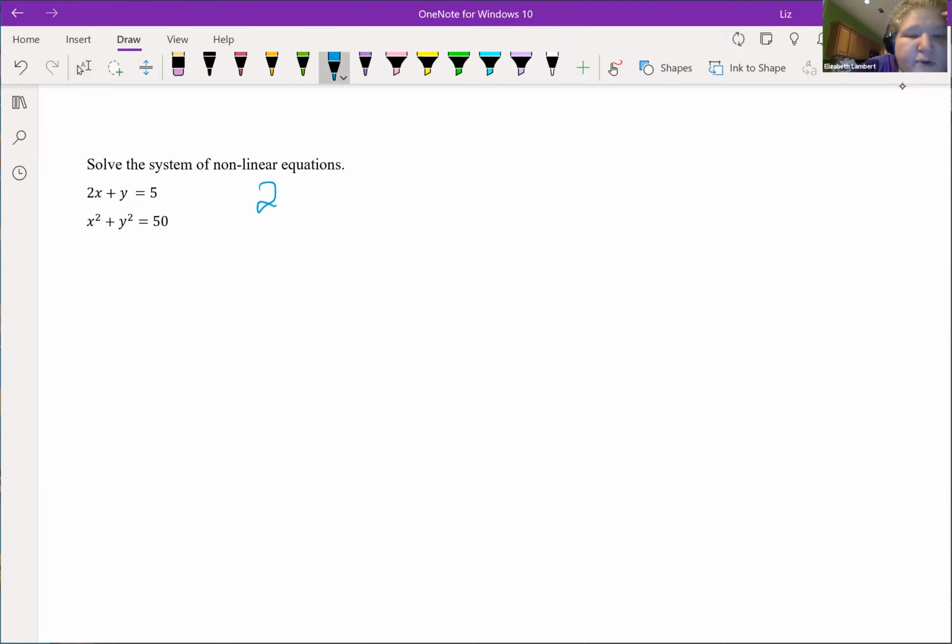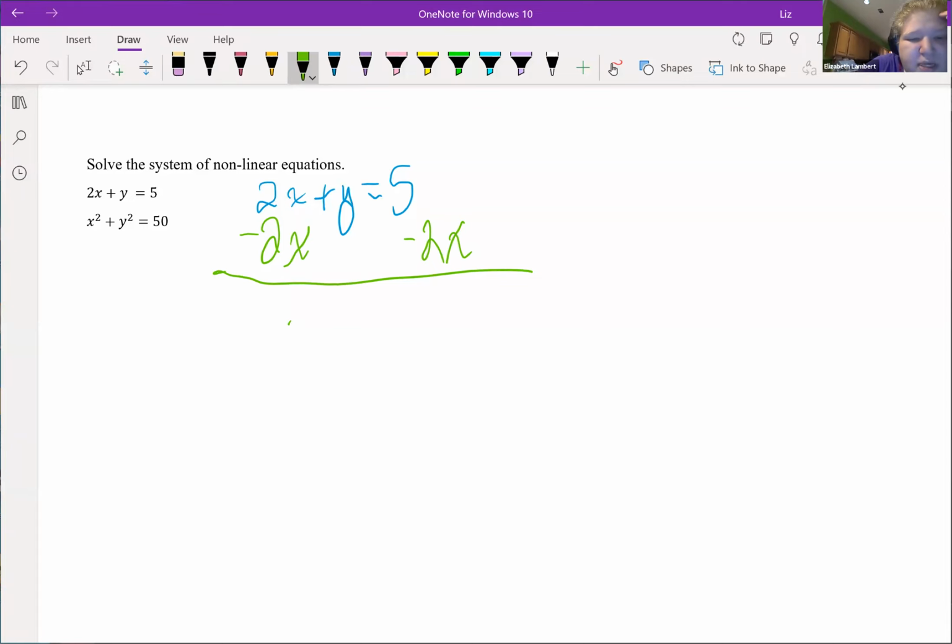So we have 2x plus y equals 5. I'm just going to subtract 2x from both sides of the equation. Now you could write this negative 2x plus 5 or 5 minus 2x. The order does not matter. I'm going to go with 5 minus 2x just because it looks more appealing at this moment.